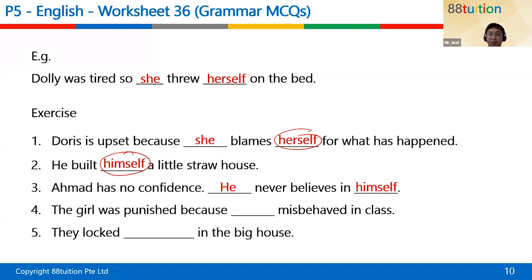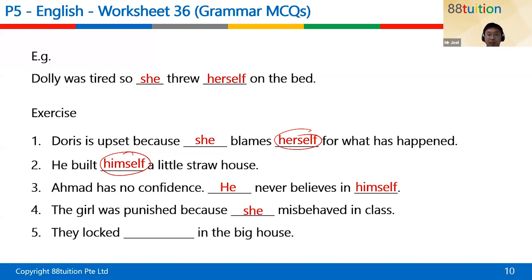No problem, Gladys. When you're ready, you can turn it on again. Number 4, that's right. Regina, Hardik, you are right. Emma is correct. Marco is correct as well. The girl was punished because she misbehaved in class. And last one, they locked what? In the big house. That's right.